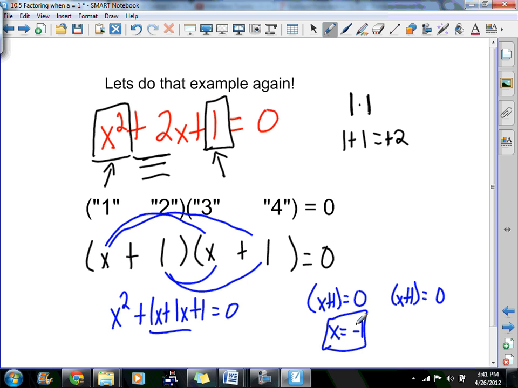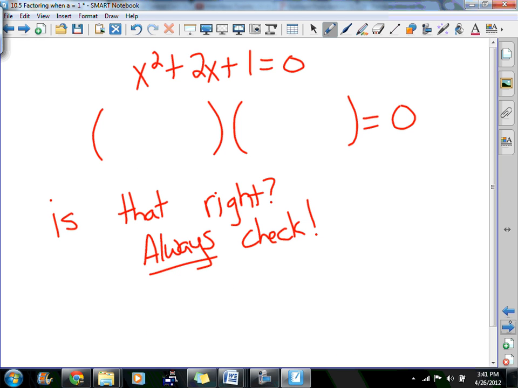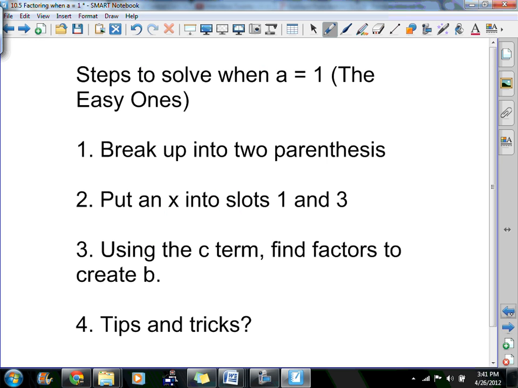Okay? Now, that should be confusing right away, but we're going to work through examples. Okay, we already did that. Okay, so here are the 4 steps. Step 1 is you break it up into 2 parentheses, and you'll set it equal to 0 after that. You're going to put an x into slots 1 and 3 immediately. And then step 3, you're using the c term, you're going to find factors to create b, or what we call the sandwich.